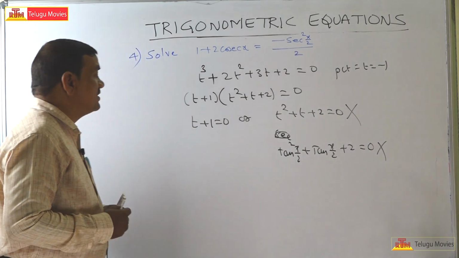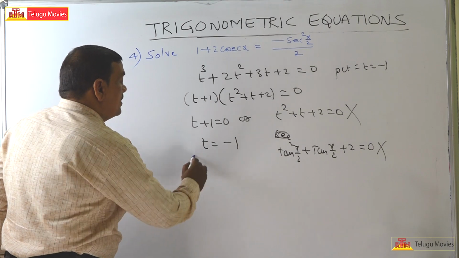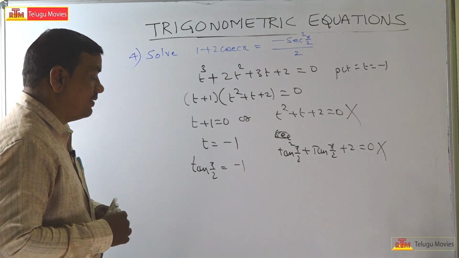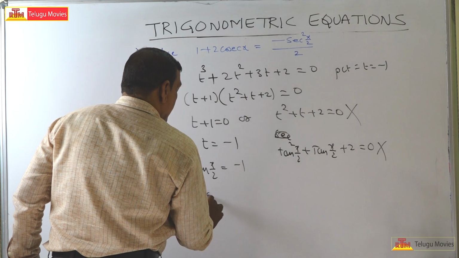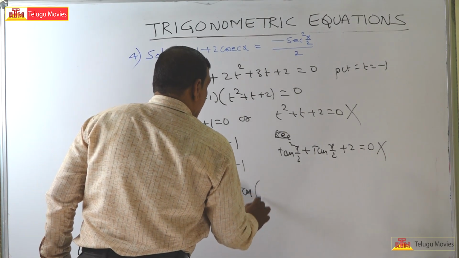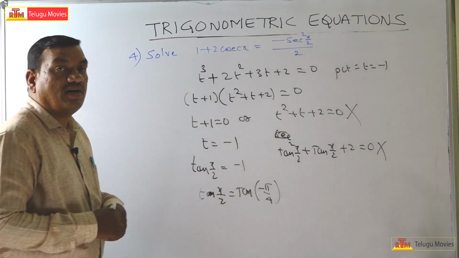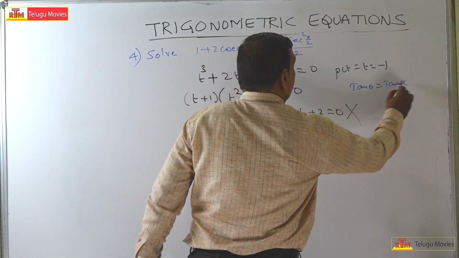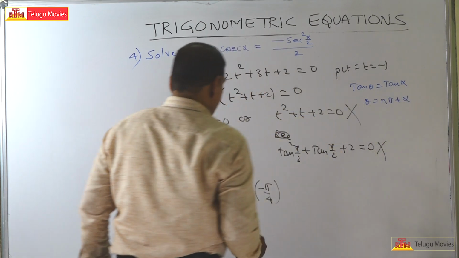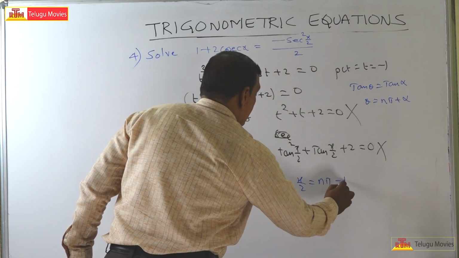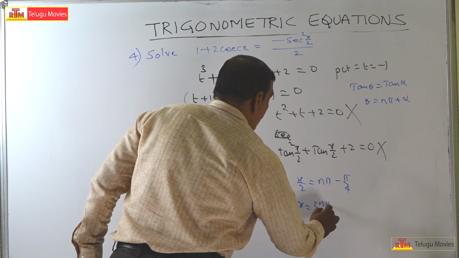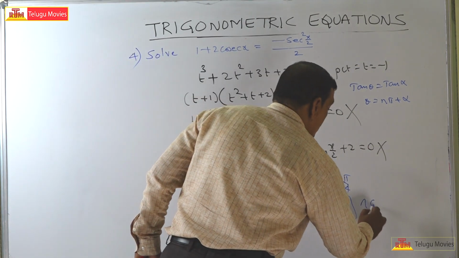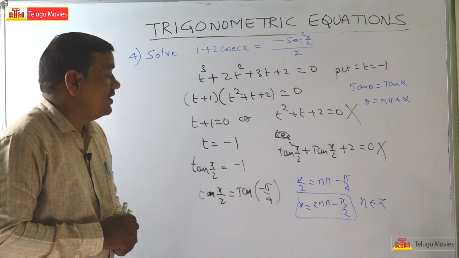Okay, now t plus 1 is equal to 0, t is equal to minus 1. T means tan x by 2 is equal to minus 1. So therefore, tan x by 2 is equal to tan of minus pi by 4. What is the general solution of tan theta? If tan theta is equal to tan alpha, theta is equal to n pi plus alpha. So here also x by 2 is equal to n pi minus pi by 4 will come. Therefore, x is equal to 2n pi minus pi by 2, where n belongs to z. So that will be your final answer.